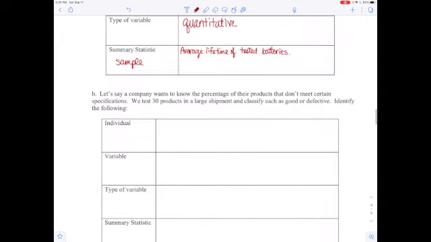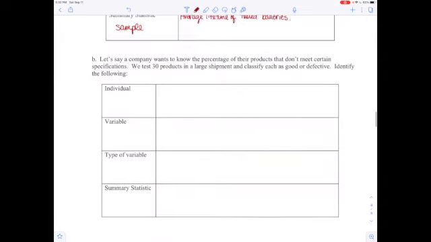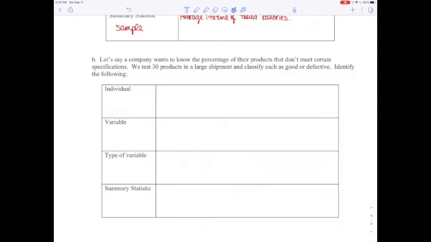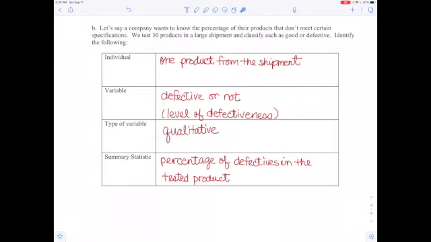So now let's do the next example. Let's pause the video and you try the next example. Okay, here are the answers. Let's read through it. B, a company wants to know the percentage of their product that doesn't meet a certain specification. We tested 30 products in a large shipment and classified each as good or defective.